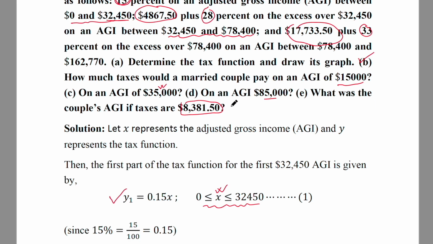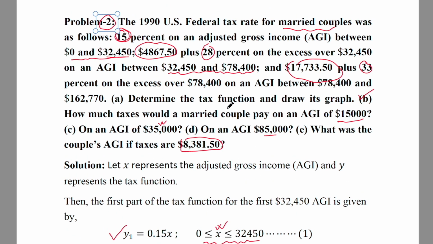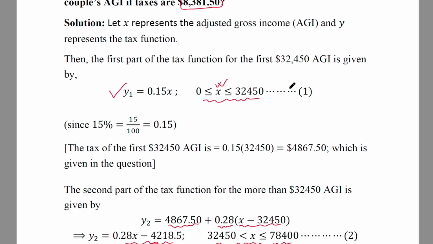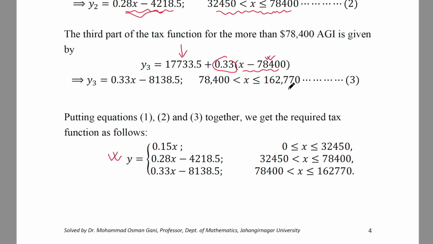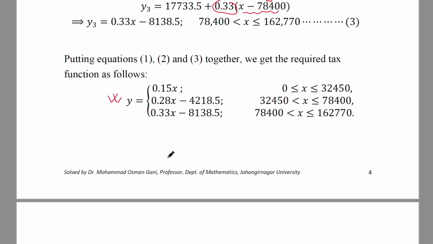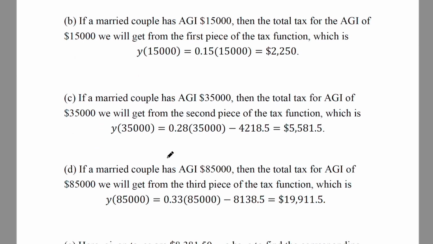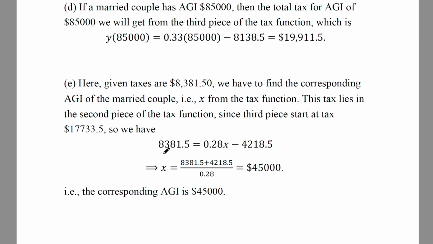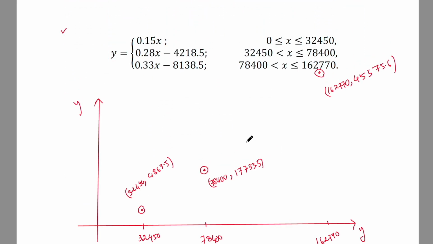And again, if the tax is this amount, what will be the couple's income? So in this case, your tax is less than this amount but bigger than this amount. So you should use the second function. You should replace y in the second function to get the corresponding total income. So you see, if you replace y in the second function, you will get the corresponding income. So now let us try to understand how we can sketch the tax function.